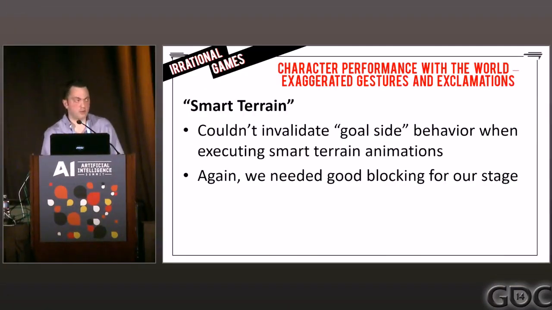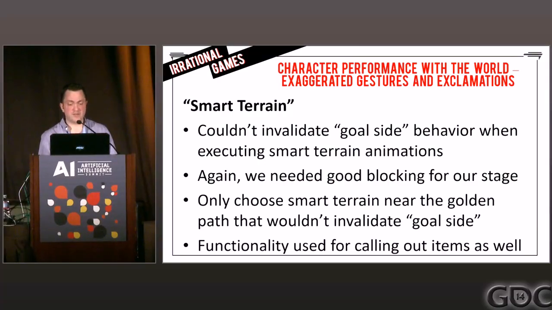So we couldn't have her invalidating the goal side behavior and running off to do an interaction that would take her far off the path to the next goal. Again, we needed good blocking. To achieve this, we added additional functionality to only choose smart terrain that was near the golden path, but was close enough to the path that she could remain goal side. If you can imagine a cone emanating from the player projected onto the golden path, that's kind of what it ended up looking like.